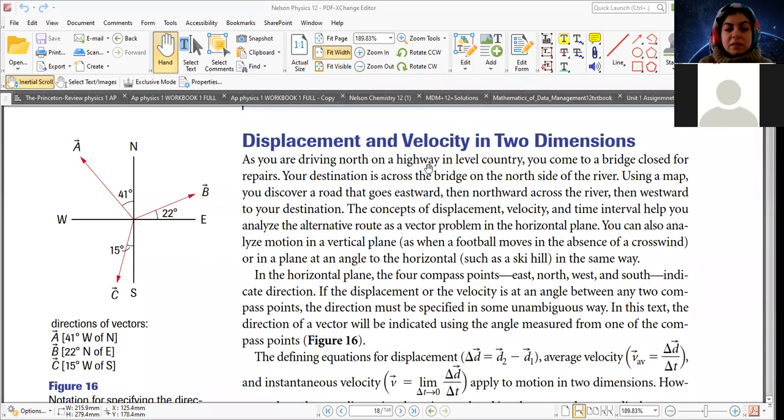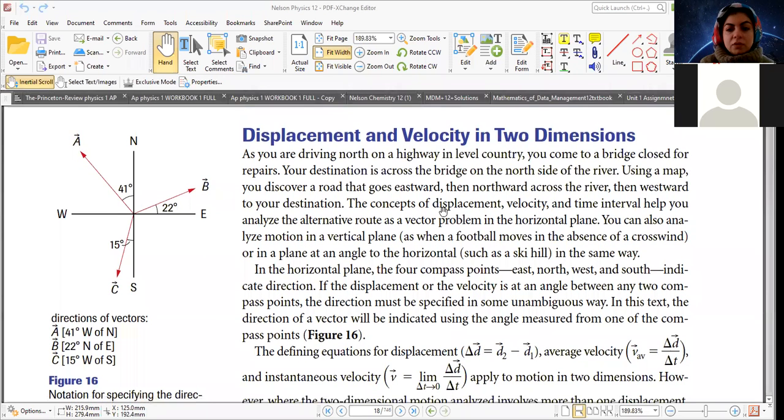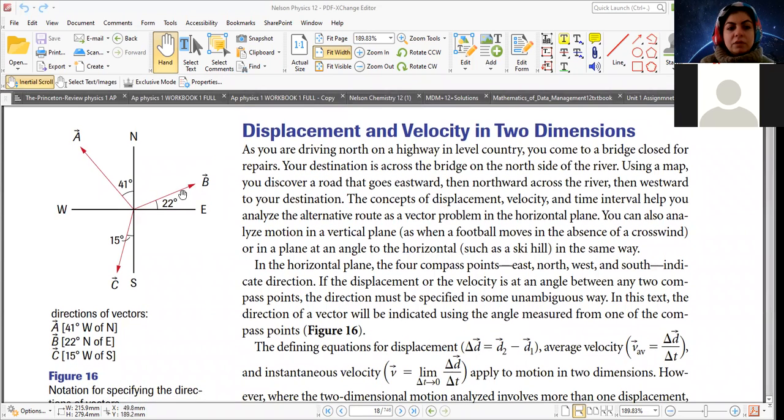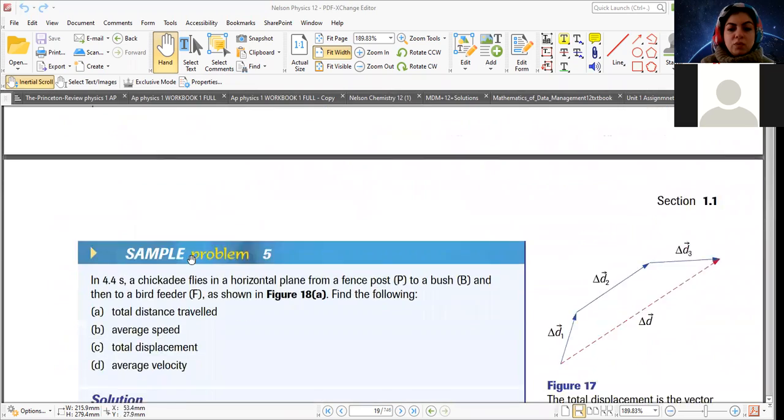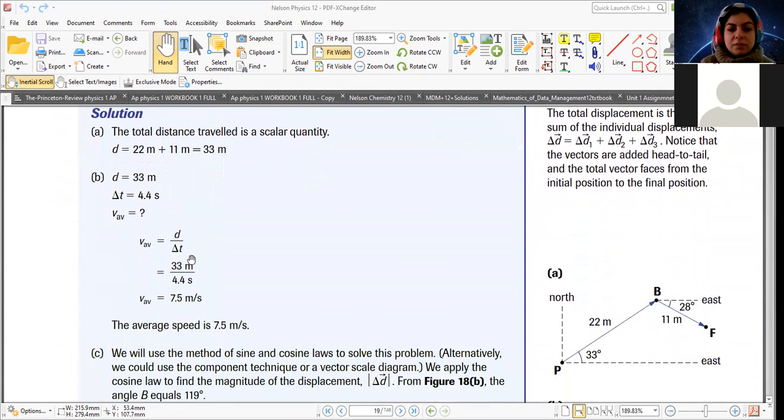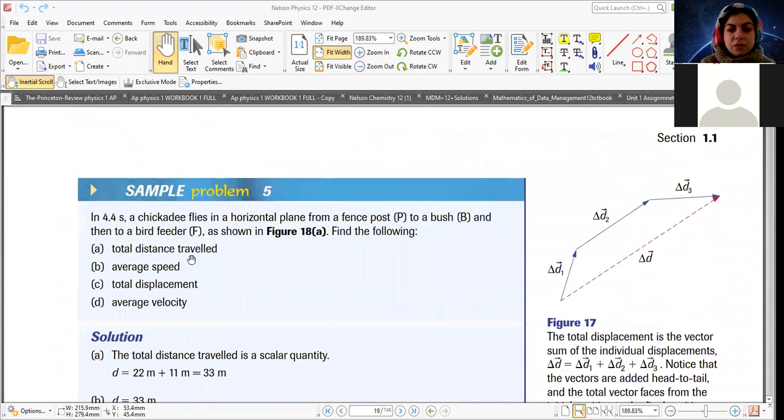Okay, displacement and velocity in 2 dimensions. So when you have a vector, we want to see how we can do vector addition. There are 2 ways to do vector addition and subtraction.